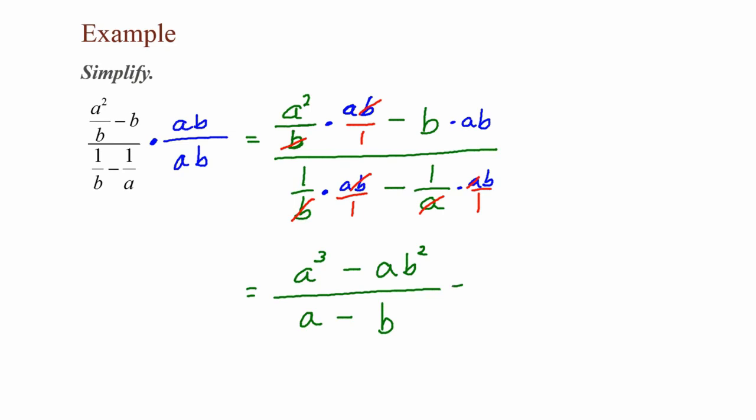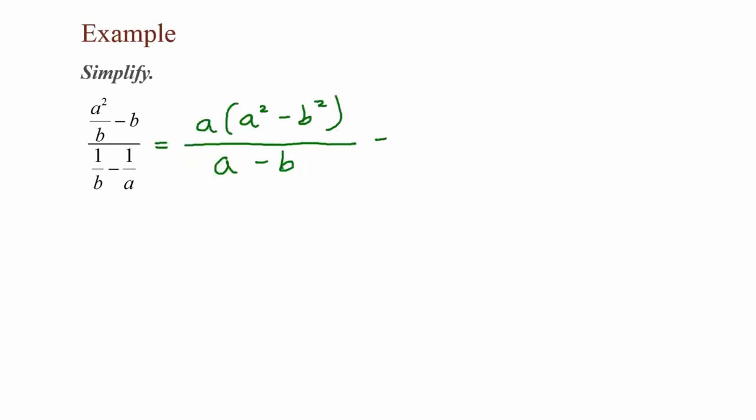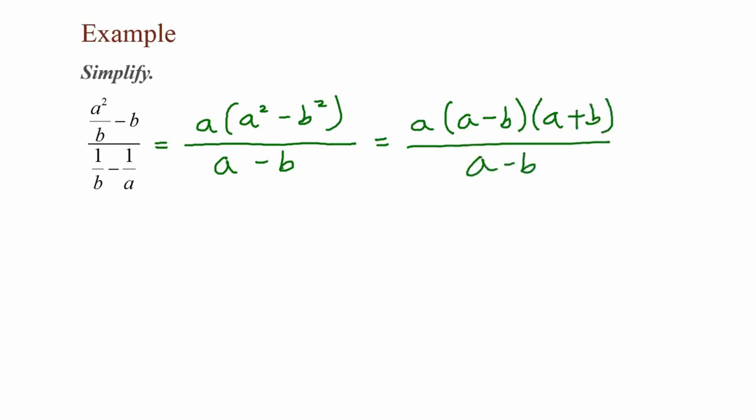So now we want to see if we can factor. If I factor out an a, I'm left with a squared minus b squared all over a minus b. This can be factored further. So bring over the a squared minus b squared, difference of two squares, a minus b times a plus b, divided by a minus b. The a minus b's cancel, so my final answer is a times a plus b.